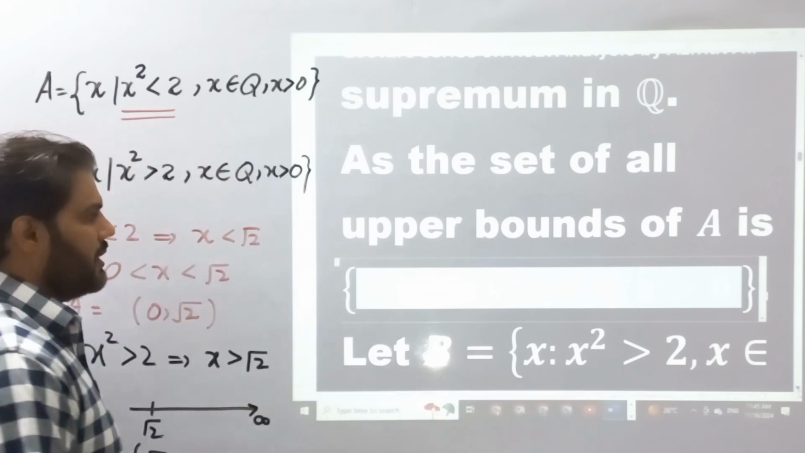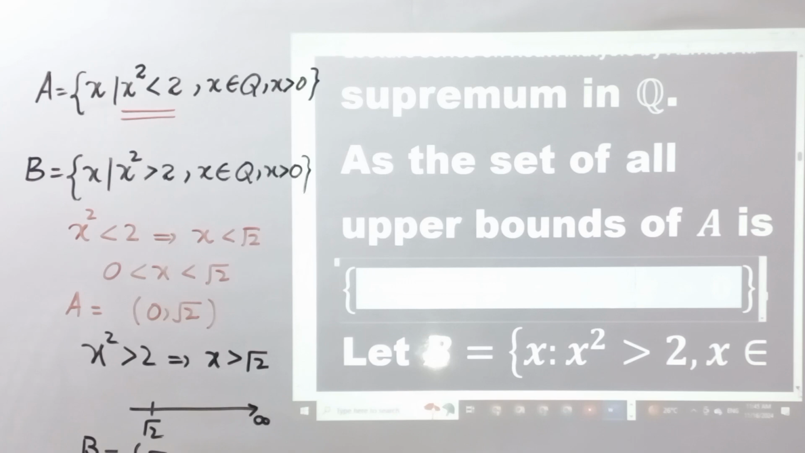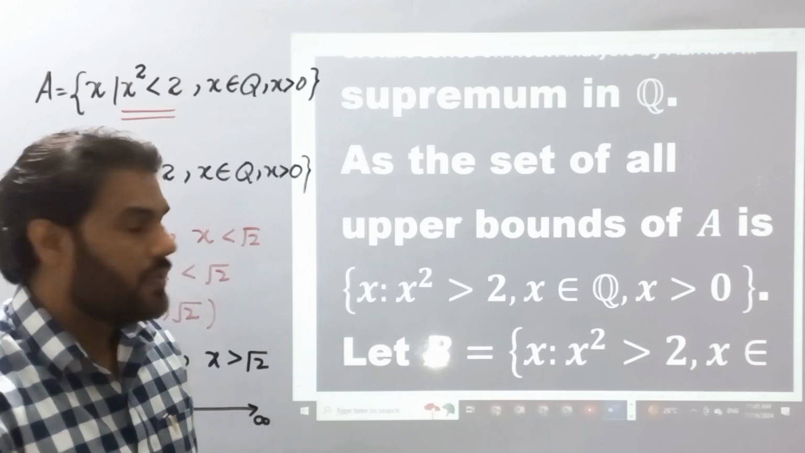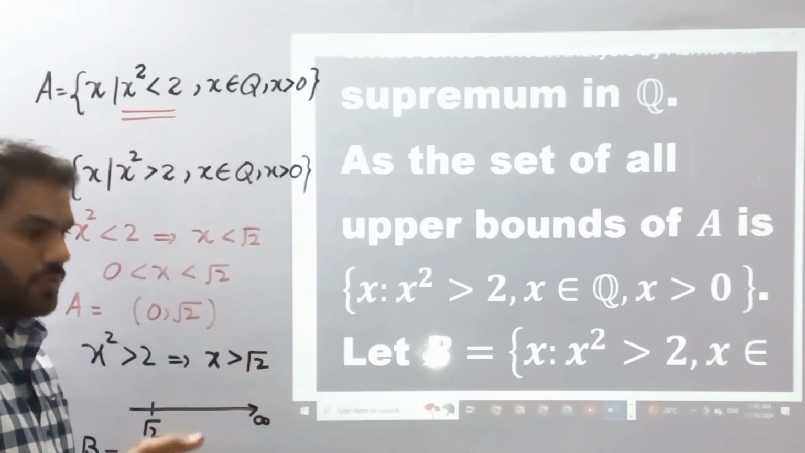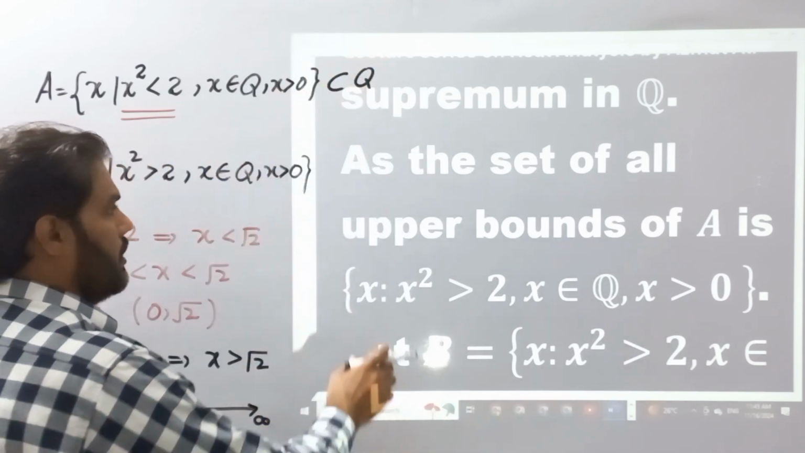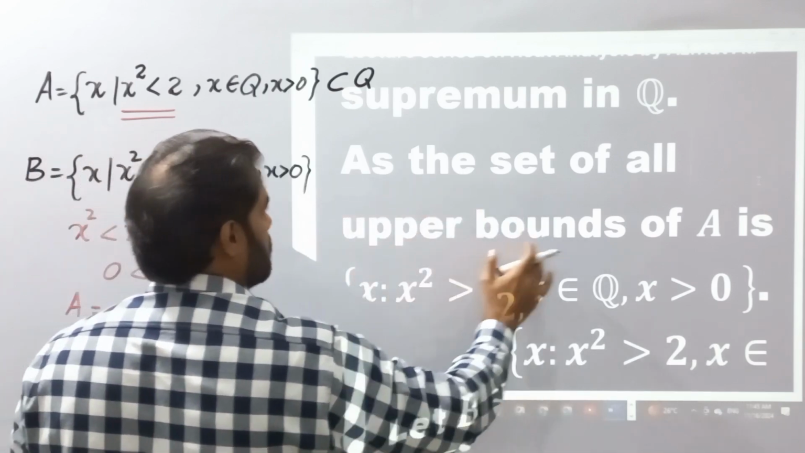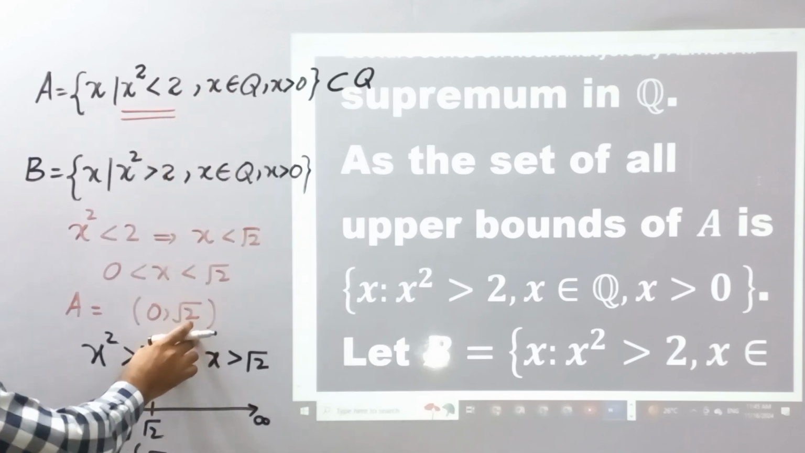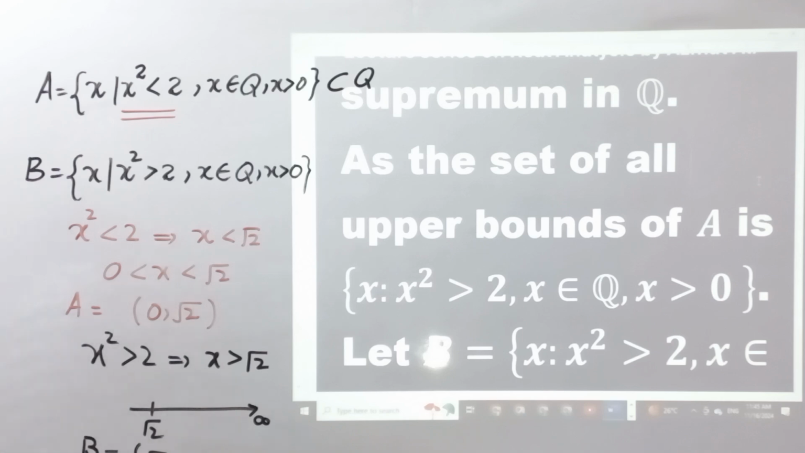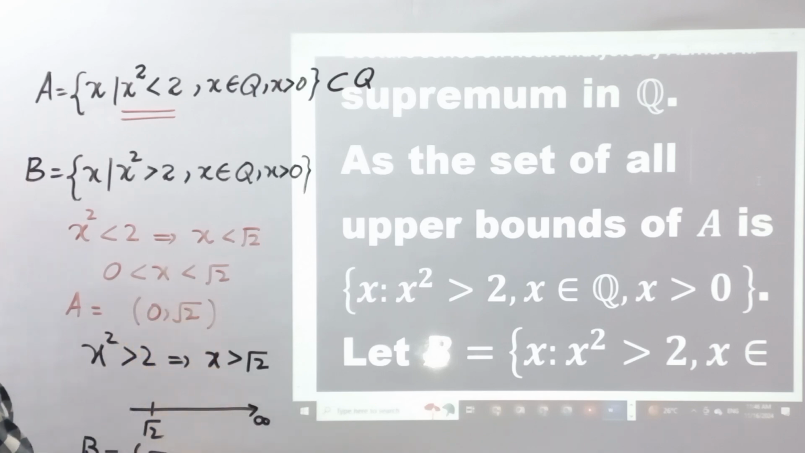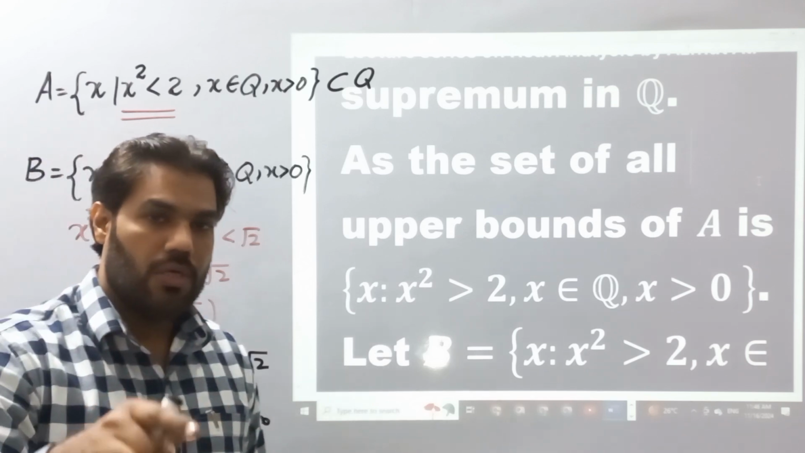We will choose this set A. We will start our theorem as: suppose this is our set A, that is a subset of Q. Next we write the set of all upper bounds of A. If you find the upper bounds of A, it is the open interval from square root 2 onward. So every number that is greater than square root 2 is an upper bound of A, and these are actually the elements of B. So the elements of B are actually the upper bounds of A.